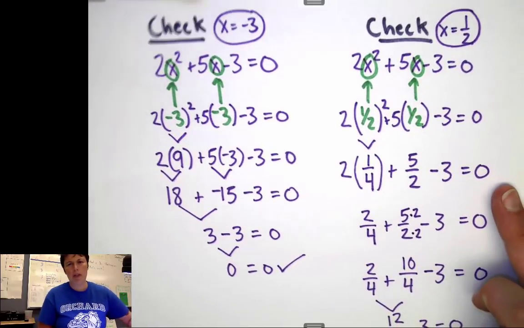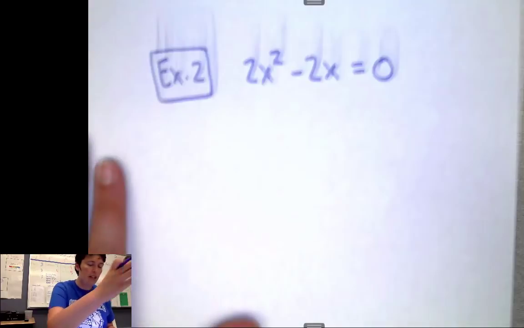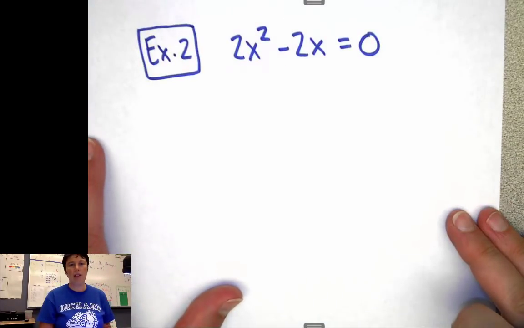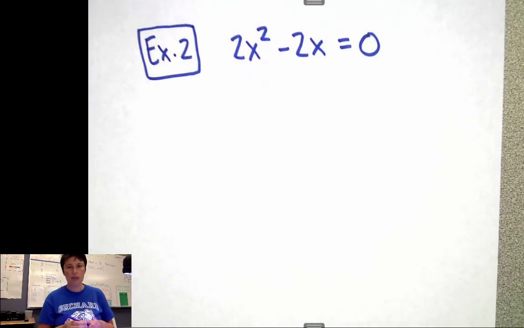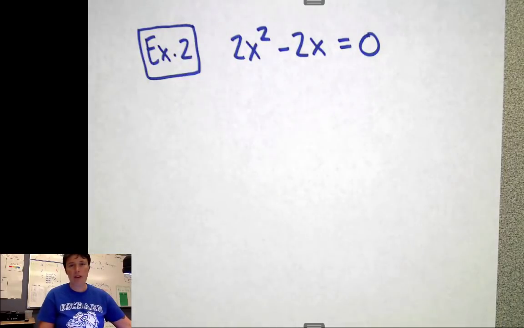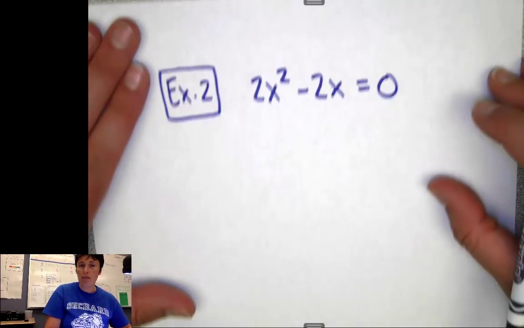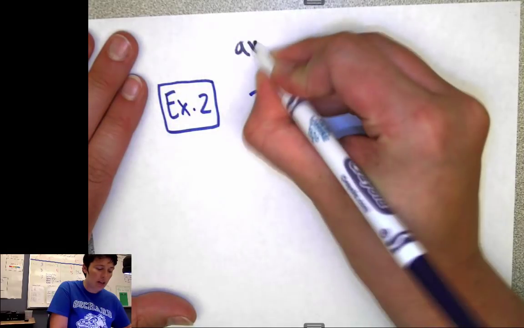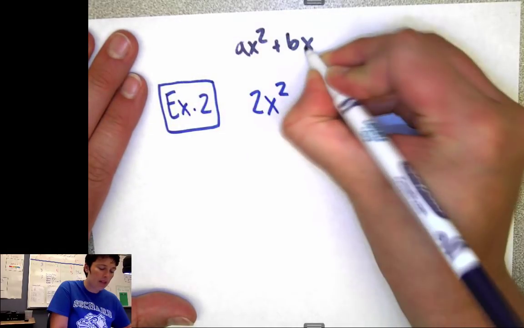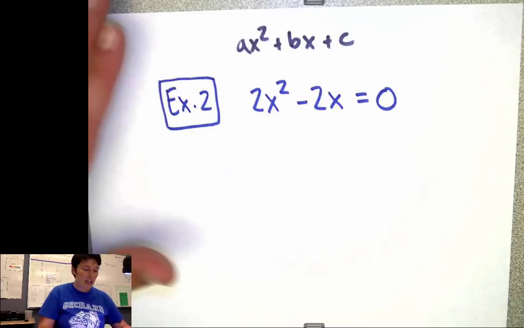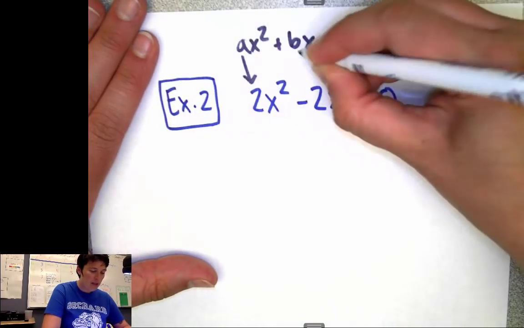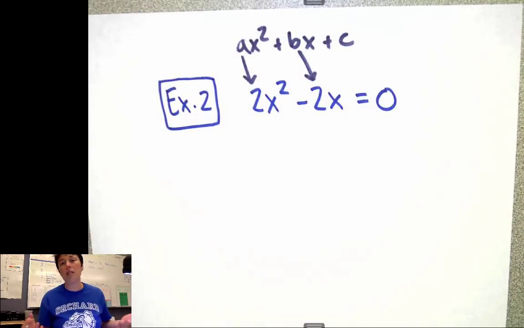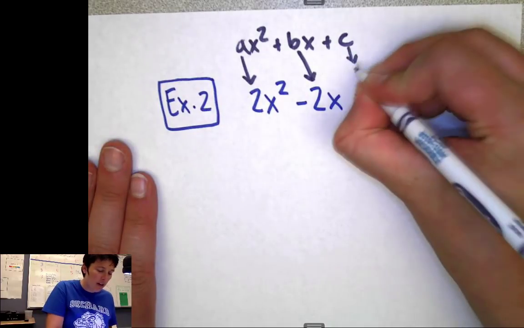Okay, so I'm going to show you a special case now, because remember when we were factoring, we learned a lot of special cases exist. Here is a special case. Example 2. 2x squared minus 2x equals 0. It's a special case because in standard form, we usually have quadratics written as ax squared plus bx plus c. In this case, I see the a, I see the b, I don't see the c. The c is going to be 0.